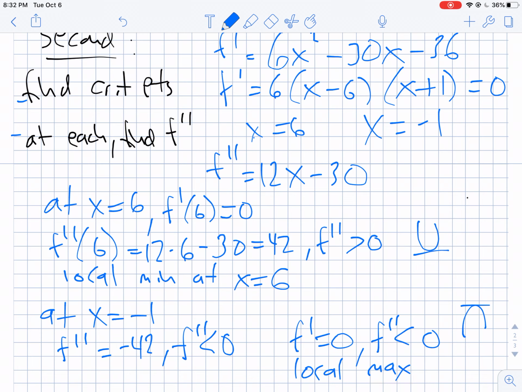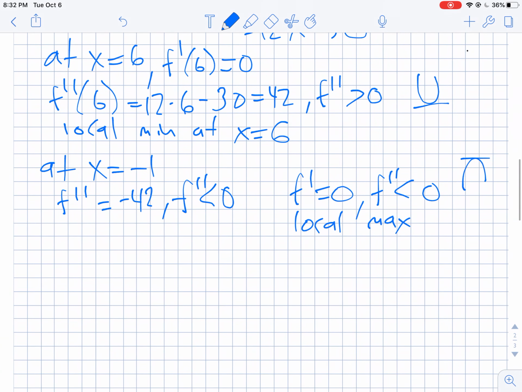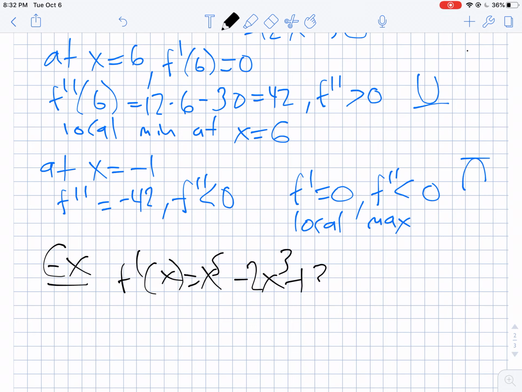So that can be a useful way. Now, this is a case where we could have just used the first derivative test, but another example is, say I just have a really wacky one that's difficult to make a sign line graph for, right? So I tell you that f prime of x equals x to the fifth minus 2x cubed plus 3x and then plus 2.